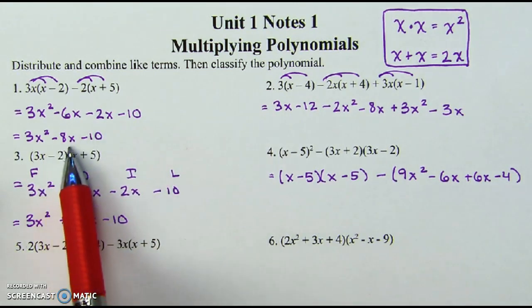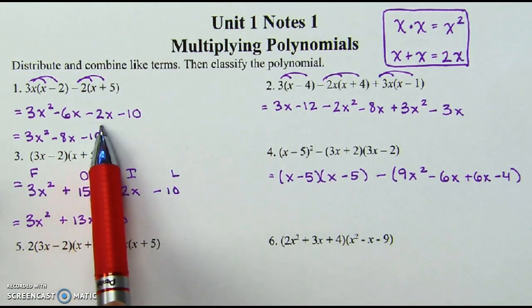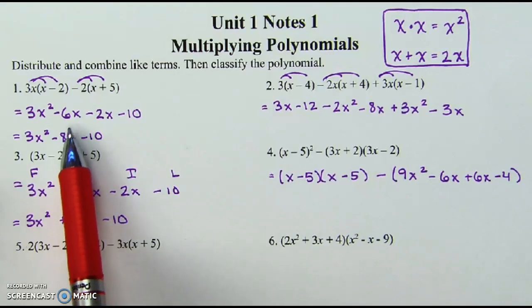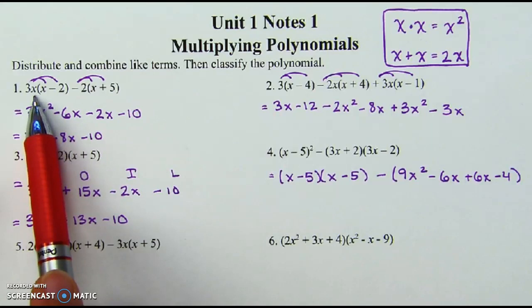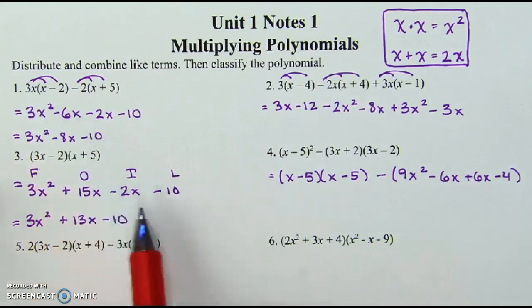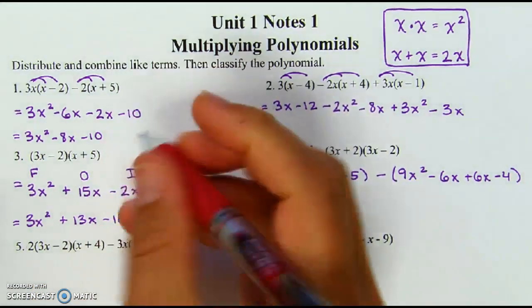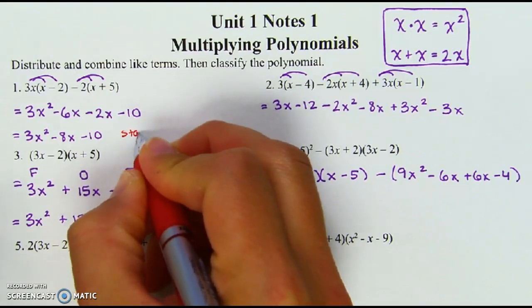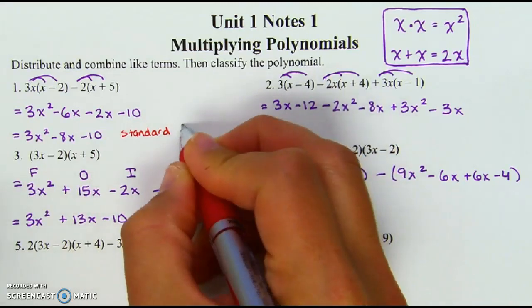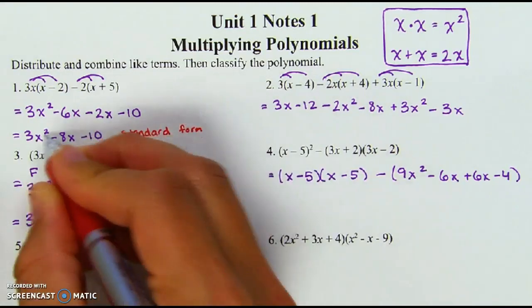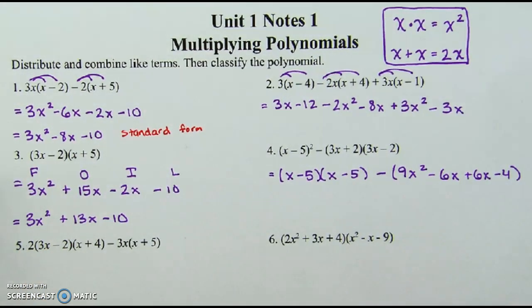And then we're going to combine like terms. So we see how the -6 and -2 become -8. Do you see how we added those? So we added the coefficients, whereas when we multiply x times x, we got x squared. Okay, this is called standard form, and that's when the exponents are in decreasing order. So you see it goes x squared, x, and then the constant.